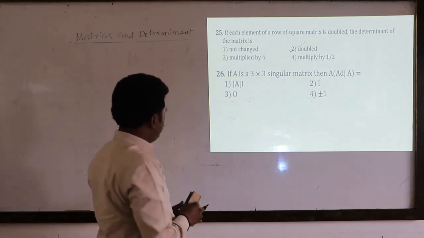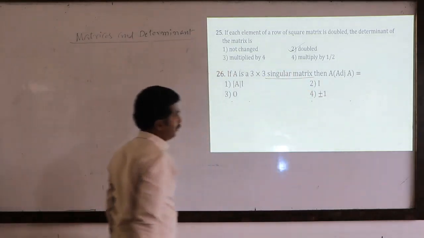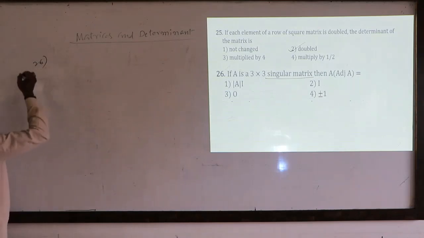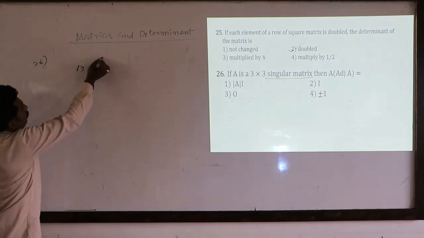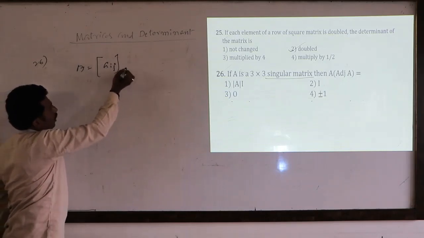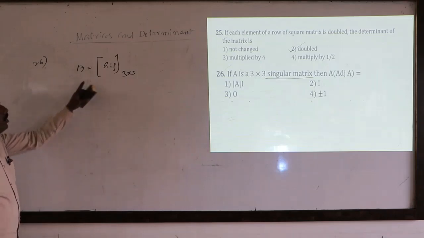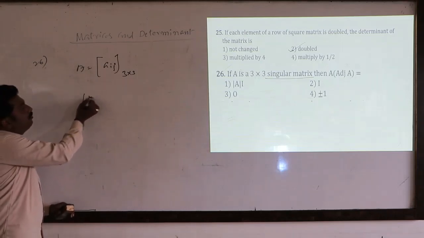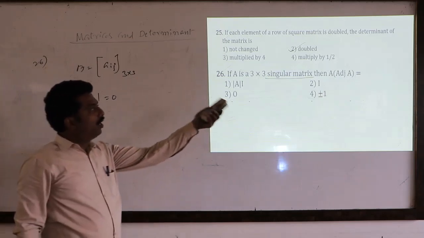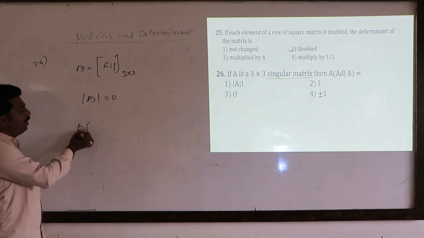If A is a 3 by 3 singular matrix, suppose the elements are Aij of order 3 by 3, which is a singular matrix. Singular matrix means determinant of A equals 0. What is A into adjoint of A? They are asking this question. So what is the formula?